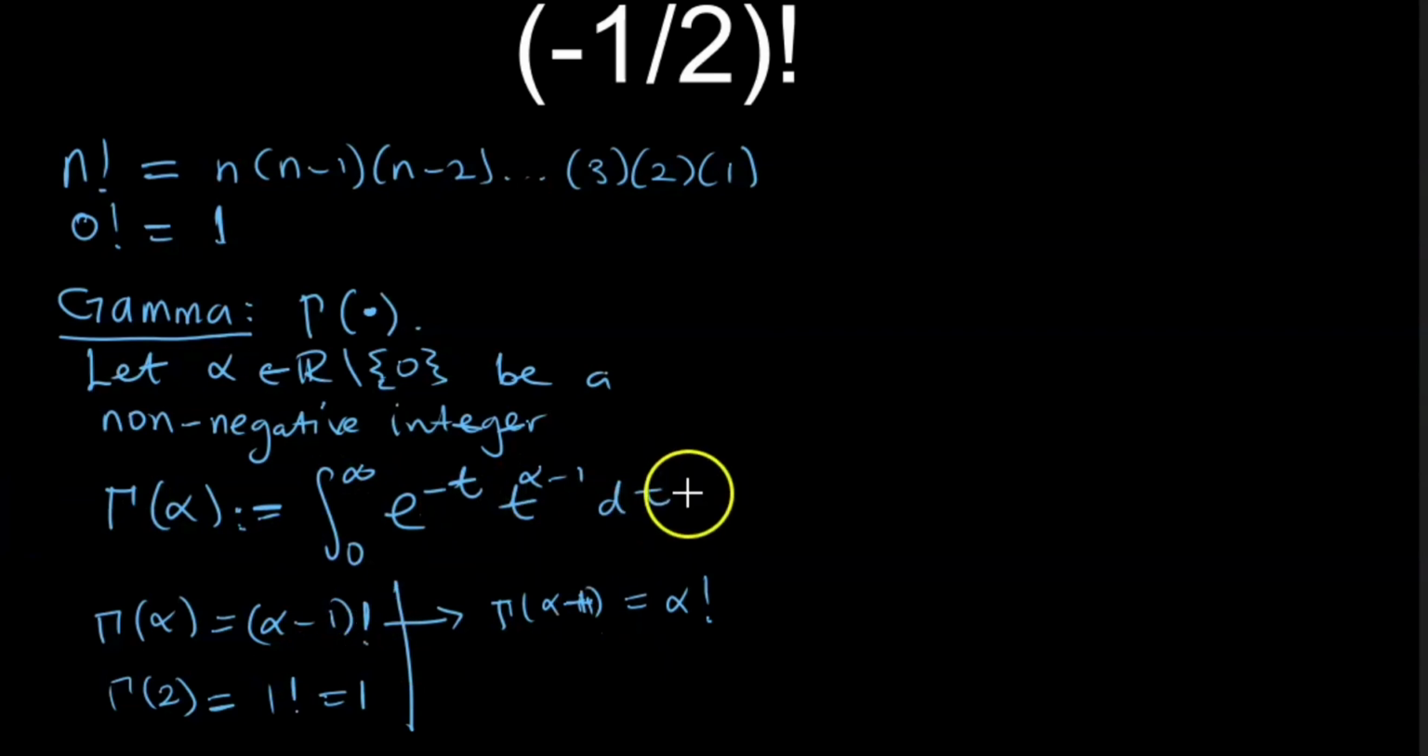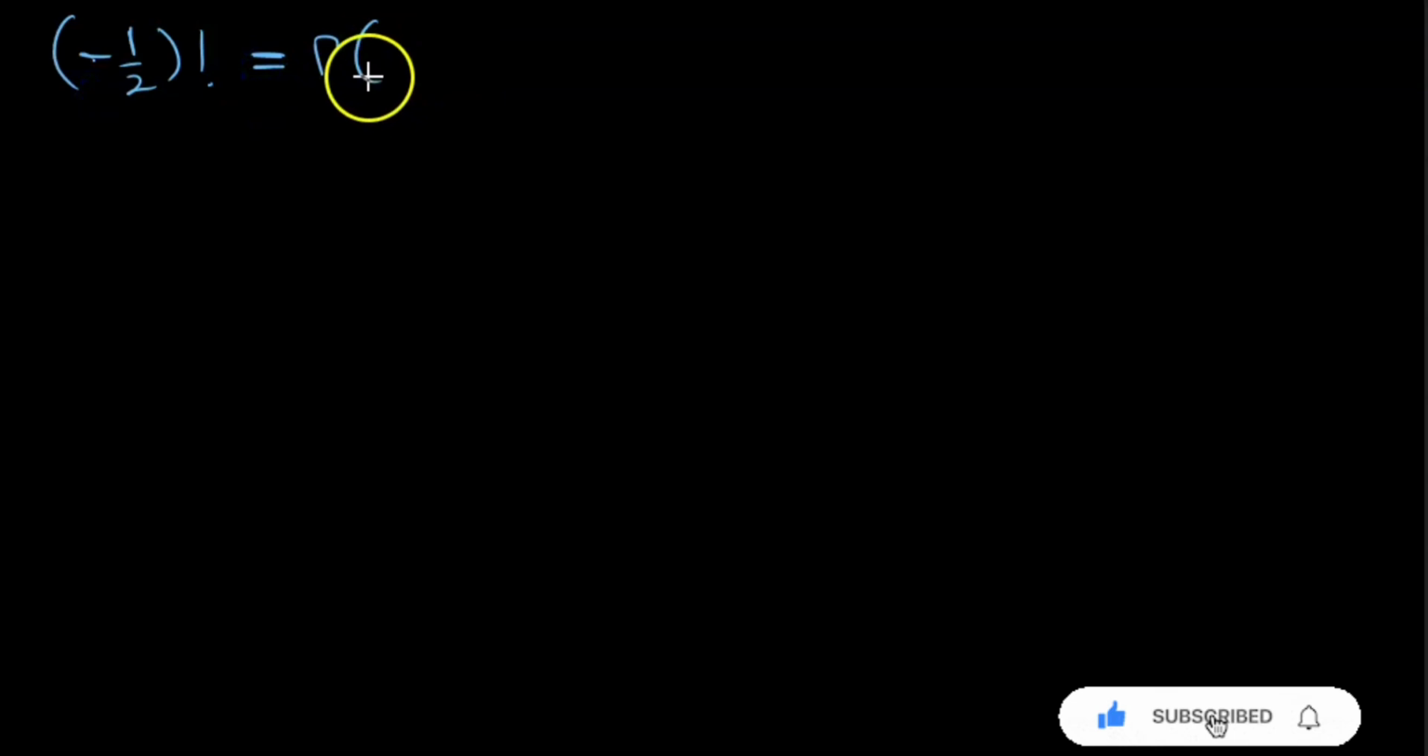From this definition, gamma of alpha is alpha minus 1 factorial. So given this, we can use that to define it. Let's come over here. We write out what we want, negative 1/2 factorial, which is the same thing as gamma of, remember, for the input of the gamma function, you increase it by 1. So you add 1 to negative 1/2, and that will just give us 1/2. That is the same thing as that.